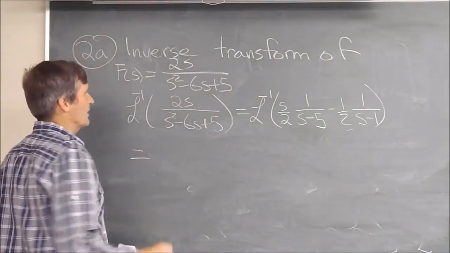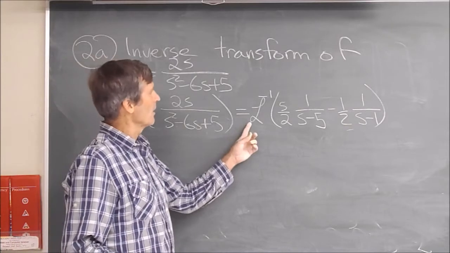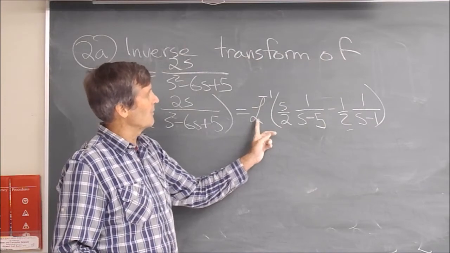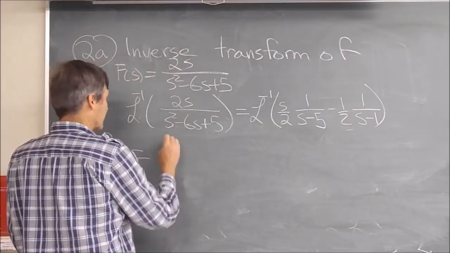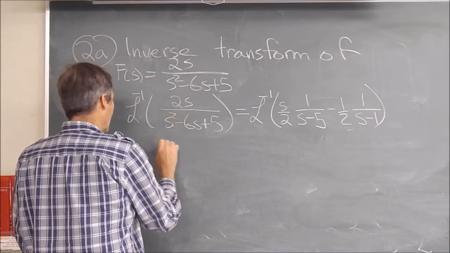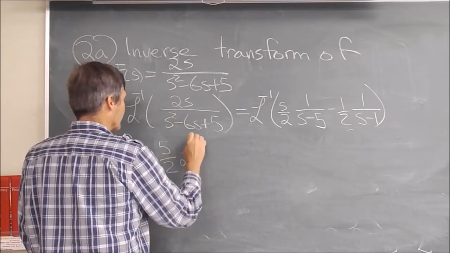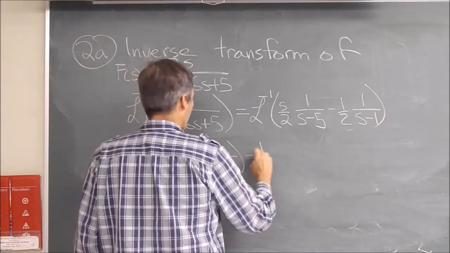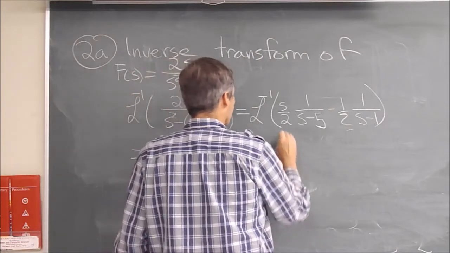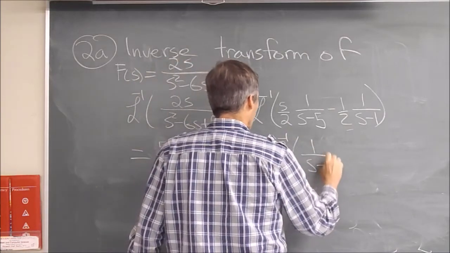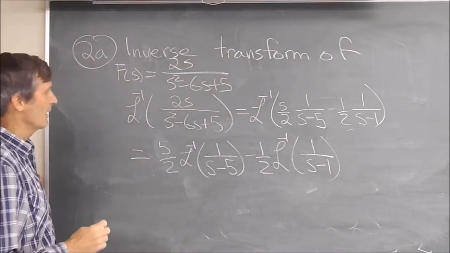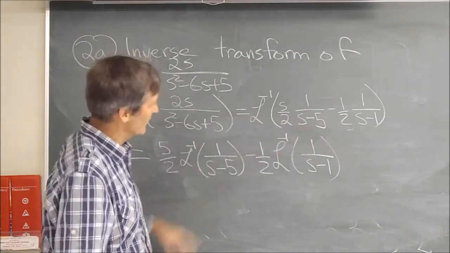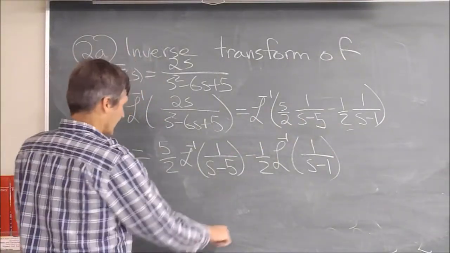Now remember, the Laplace transform and inverse transform are linear operators. That means that the inverse transform of a linear combination is the linear combination of inverse transforms. I can write this as 5 halves inverse transform of 1 over s minus 5 minus 1 half inverse transform of 1 over s minus 1. And we know these are inverse transforms because they're integrals. The integral of a linear combination is the linear combination of the integrals. All right.